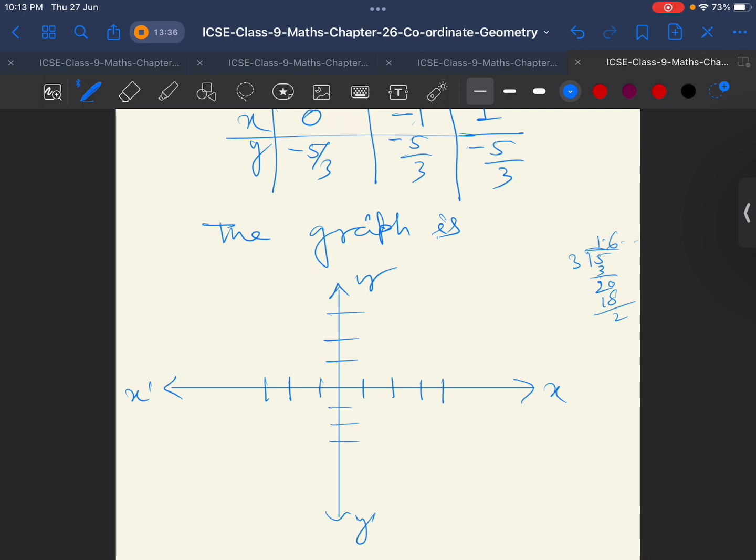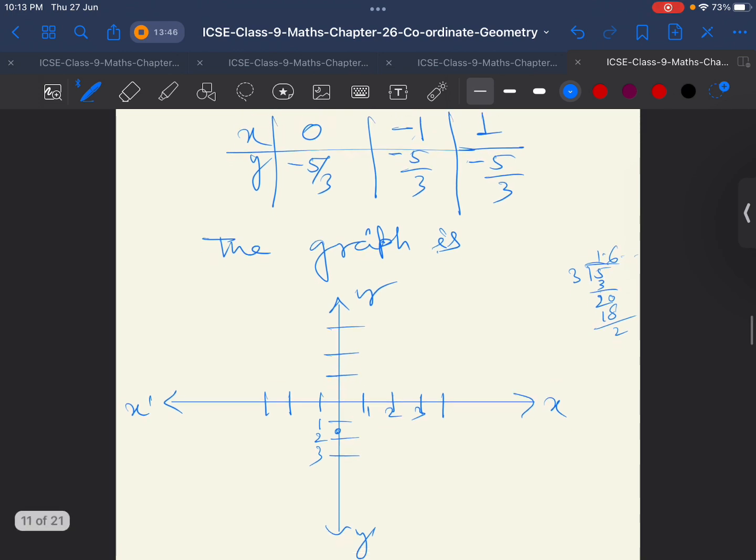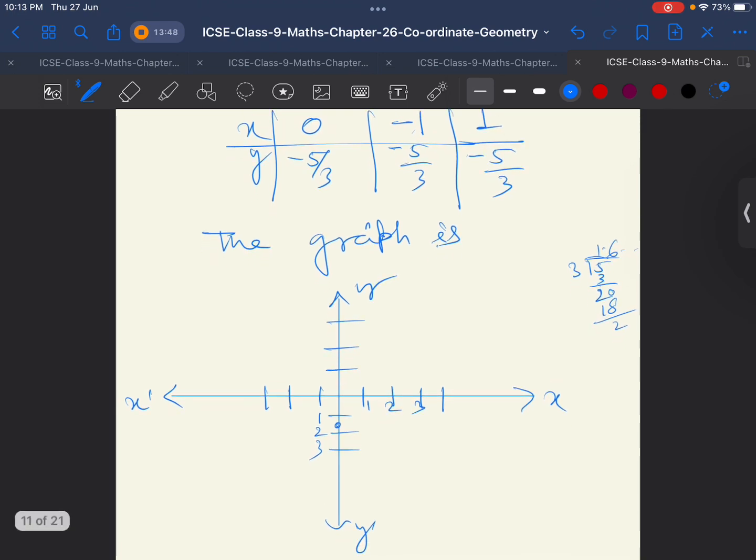So here 1, 2, 3, 1, 2, 3. So this point will be here, and also minus 1, minus 5 by 3. This point will be here, and 1, minus 5 by 3. This point will be here. So now we draw the straight line. This is the straight line.